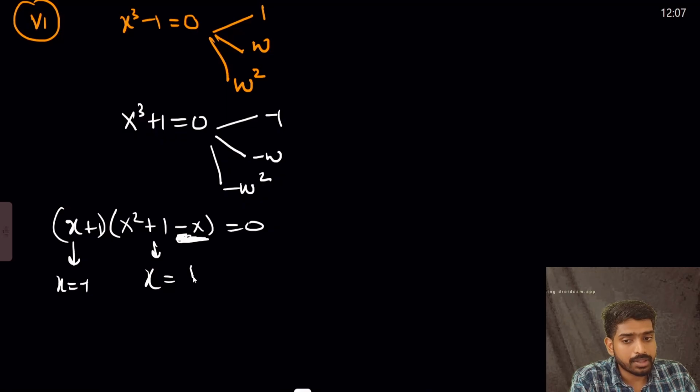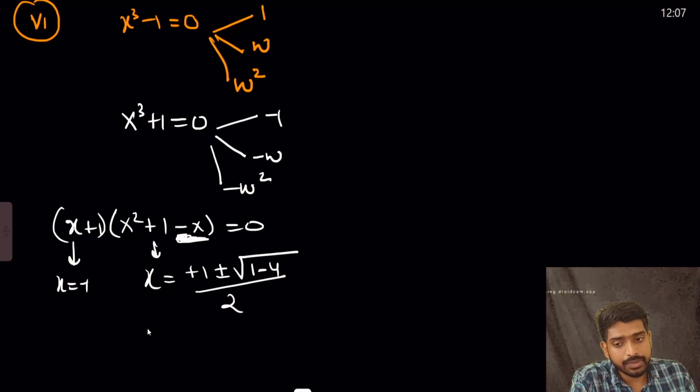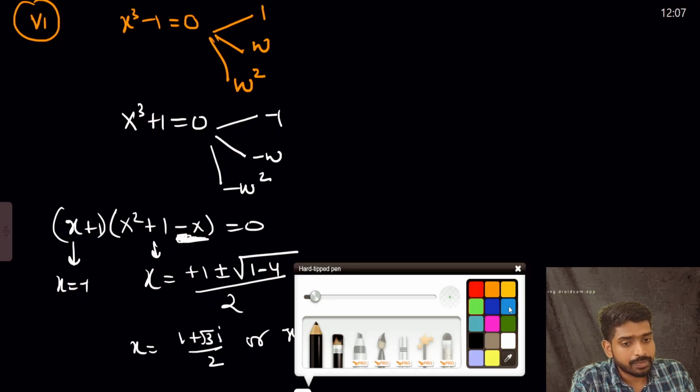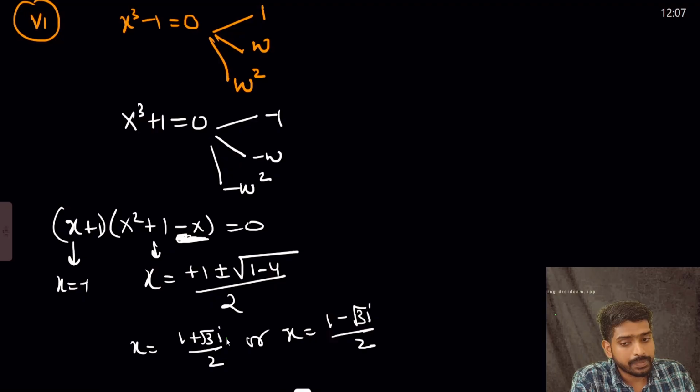Minus b is plus 1, plus or minus root of b square minus 4ac. B square is 1, minus 4ac, where ac is 1, divided by 2a, that is 2 into 1. This will give x as 1 plus root 3 iota by 2, and one more root we'll get as x equals 1 minus root 3 iota by 2. This is nothing but equal to minus omega square.